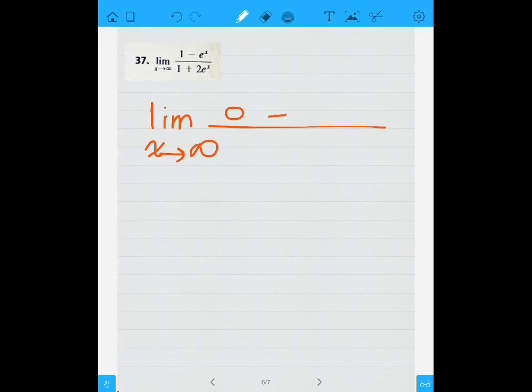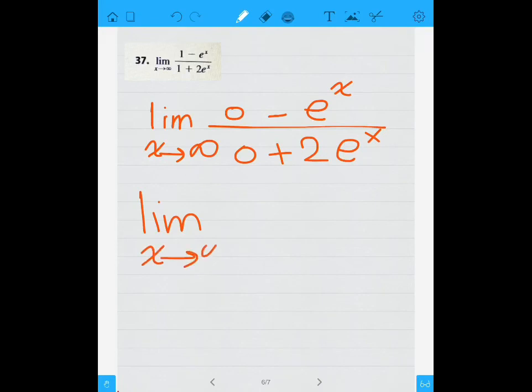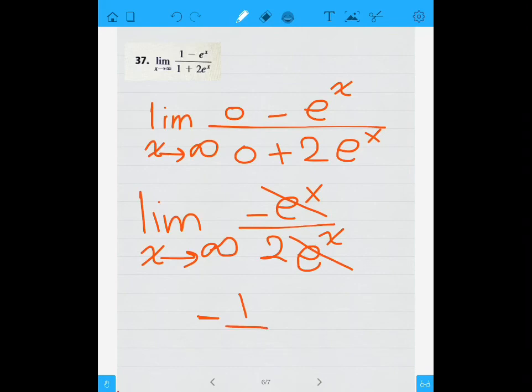Okay, 0 minus this one, e^x. We have the derivative, we have e^x. Here we have 0 plus 2e^x, the derivative. Okay, now what we have: the limit as x approaches infinity of minus e^x over 2e^x. Okay, now here e^x, and this we have like x over x, we have 1. Then what is the answer? Minus 1 over 2.